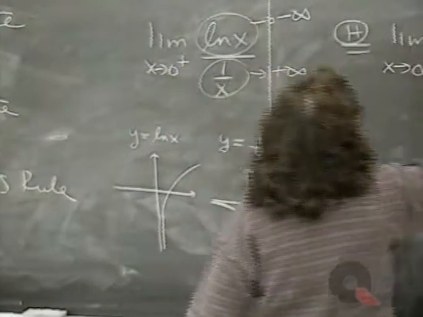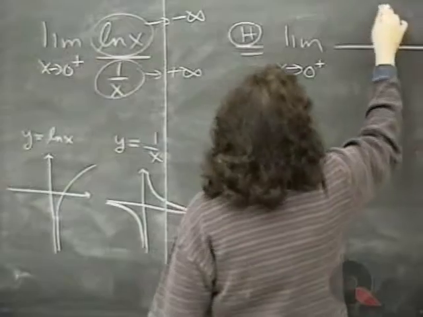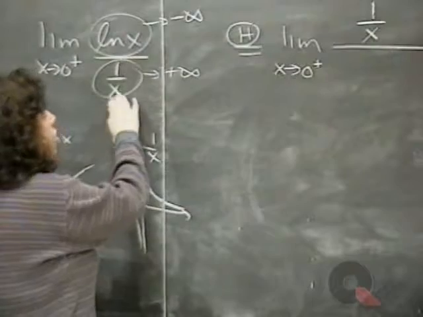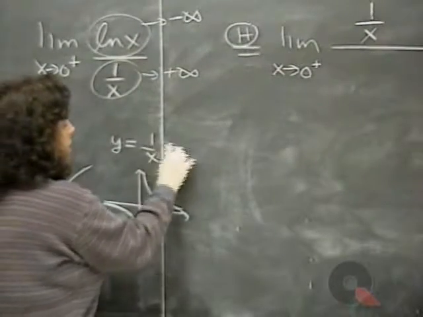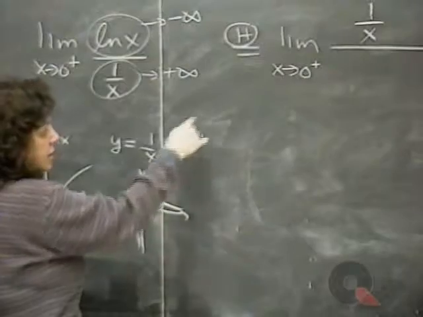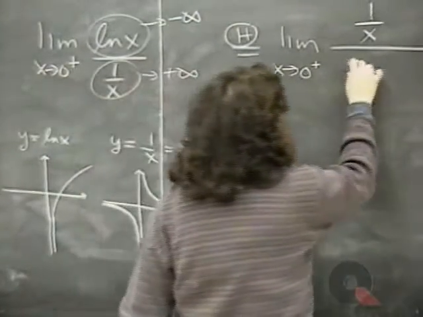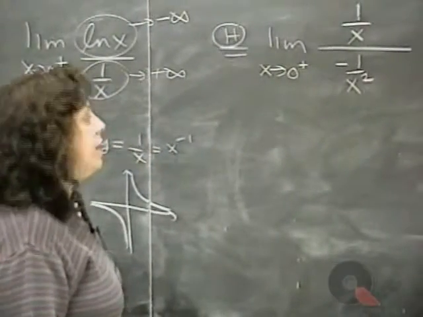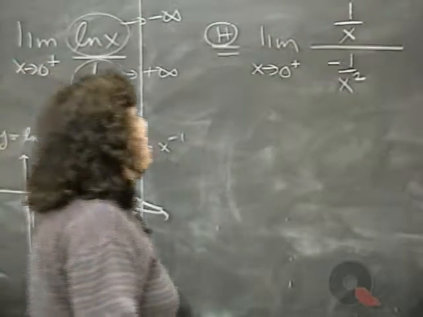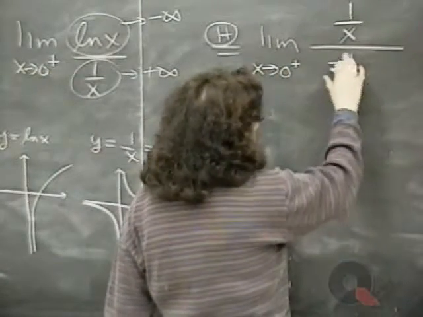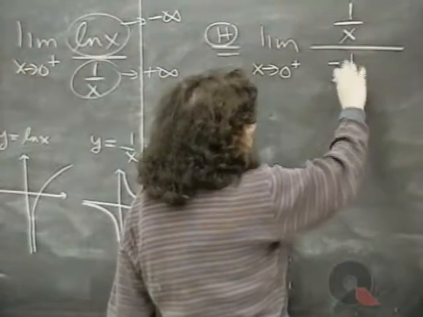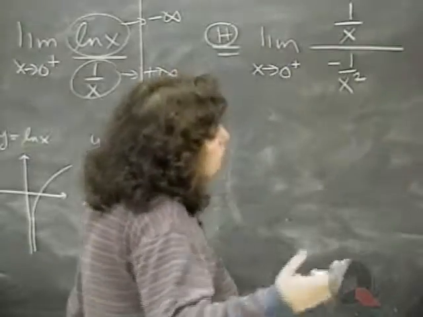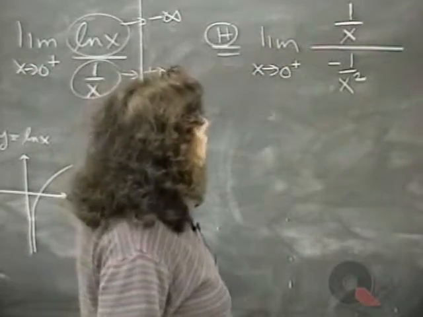You take the derivative of the top, which is the derivative of natural log of x, which is 1 over x. The derivative of the bottom, the derivative of 1 over x, or x to the minus 1 power, is minus x to the minus 2, or minus 1 over x squared. And now we look to see what we have. Now, you could say, well, as x approaches 0, the bottom is going to 0 and the top isn't. The top is also infinite. So you could say it's still an infinity over infinity form. However, that would be a mistake.